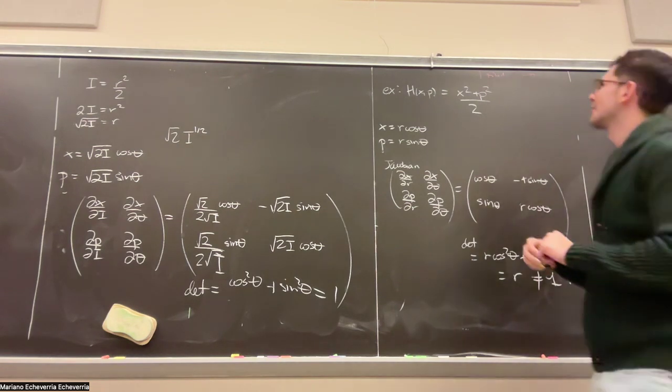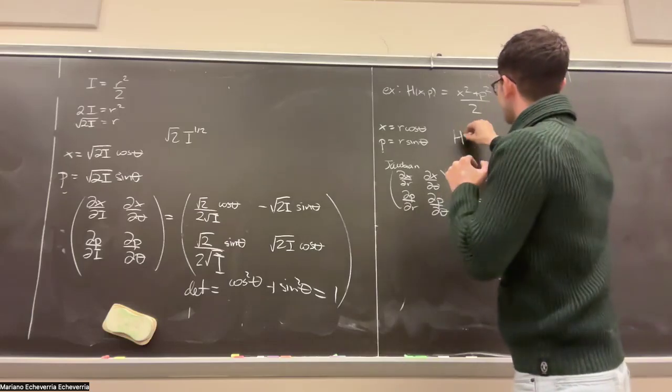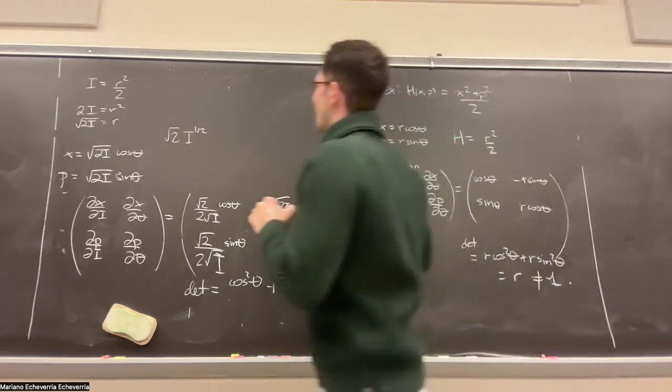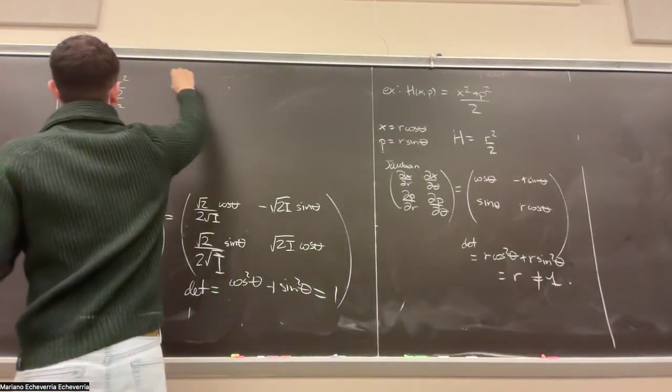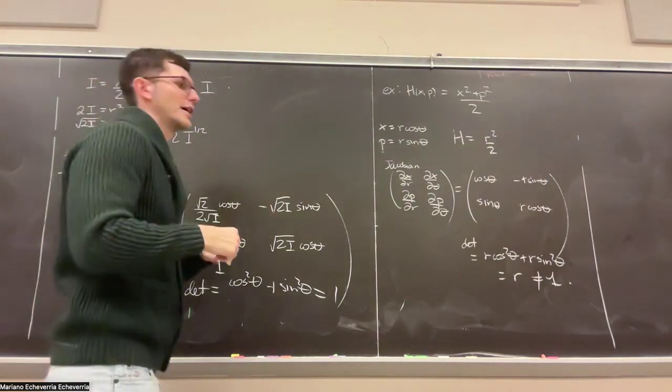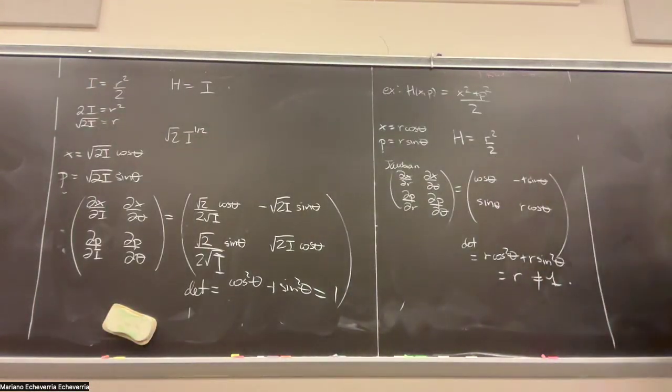If you remember, the difference is that in these coordinates the Hamiltonian looked like r squared over 2, and in these coordinates the Hamiltonian looked like literally just I. And this did have the right behavior for I and theta. It's an interesting thing to see this explicitly. So it does work that way.